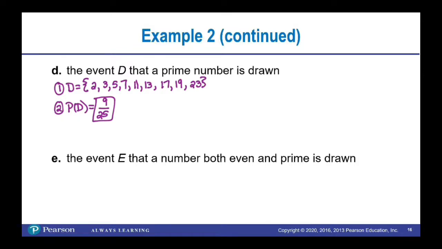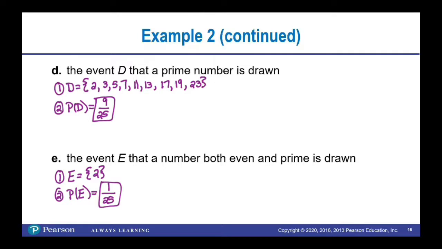And last we have part E, the event that a number that is both even and prime is drawn. As I look at that list of prime numbers, 2 is the only number that is both even and prime. My second step is to find my probability. Make sure you use the correct notation, a capital P with a capital E in parentheses. There is one number that is both even and prime, divided by 25 total numbers, gives us a probability of 1 over 25.